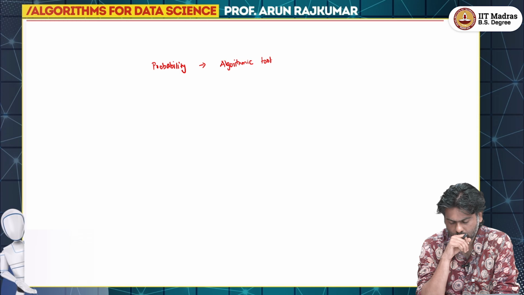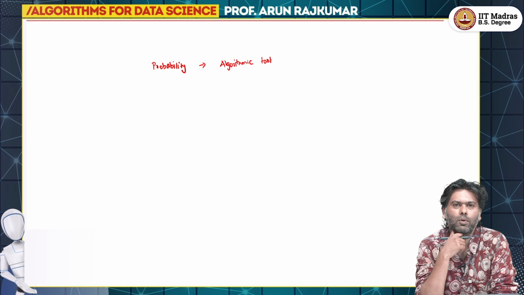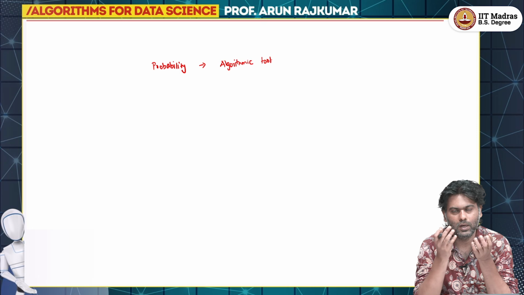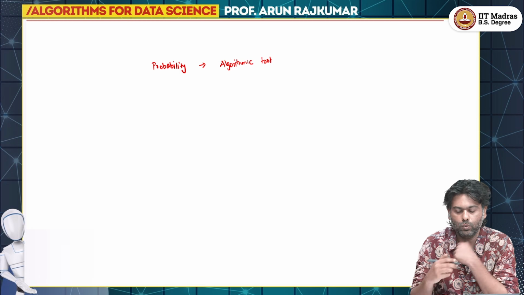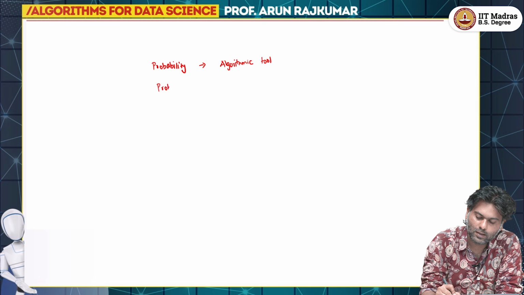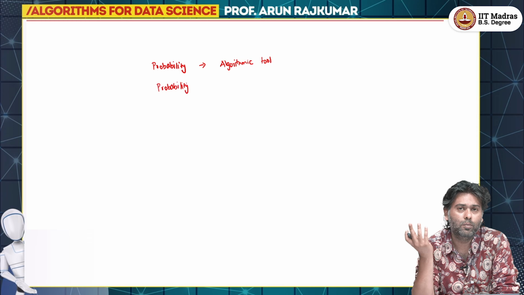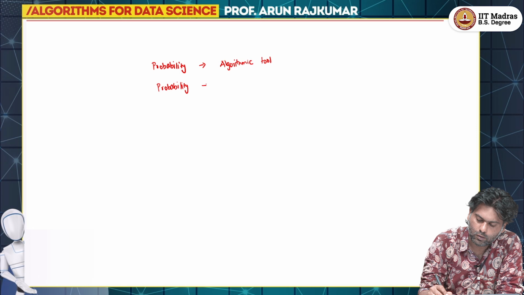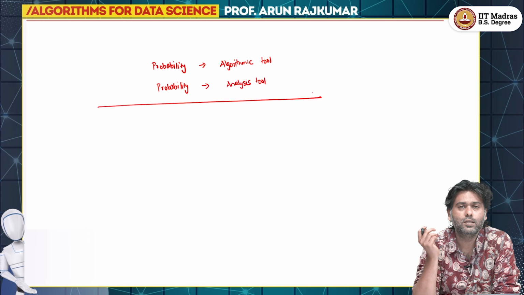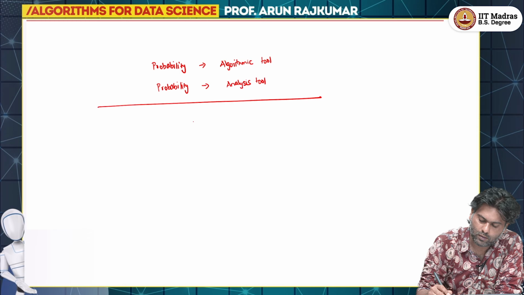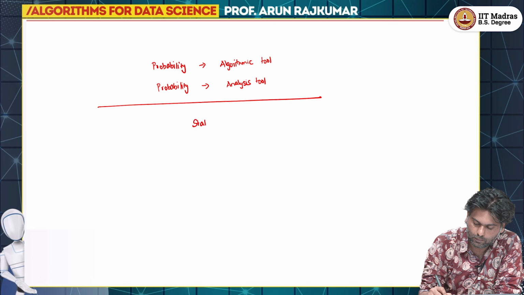So what I thought I'll do for a couple of weeks from now on is to use ideas which use probability as an analysis tool, right? So to analyze the goodness of machine learning algorithms, so to say. So we are going to see probability as an analysis tool, and this will take us into the idea of statistical learning theory.